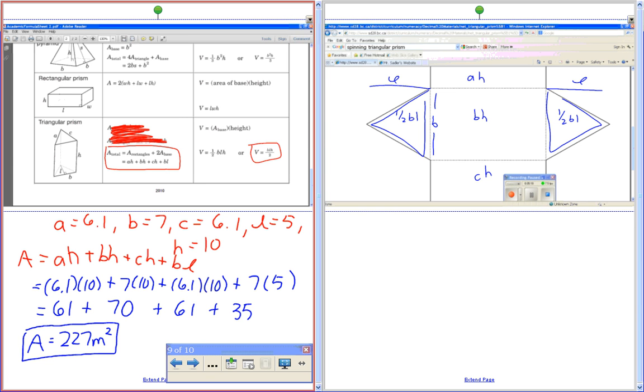Like I did 6.1 times 10, and I got 61, then I just multiplied that by 2. As long as you get 227 at the end, that's what I'm more concerned with. Okay, are we somewhat okay?